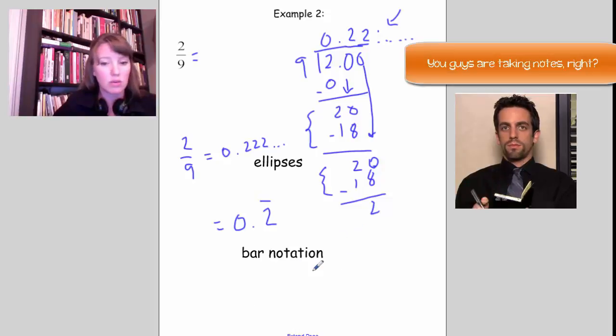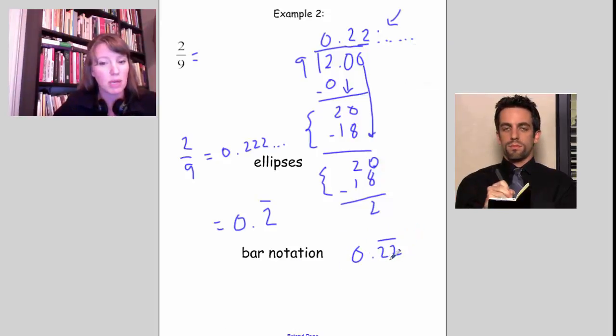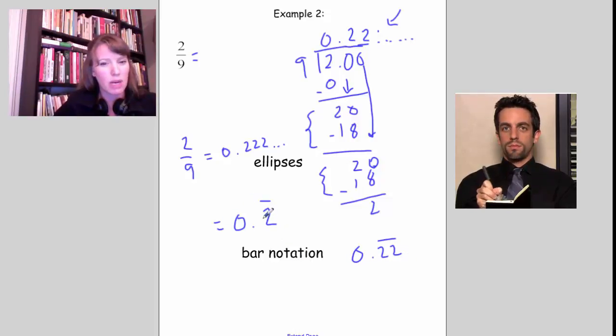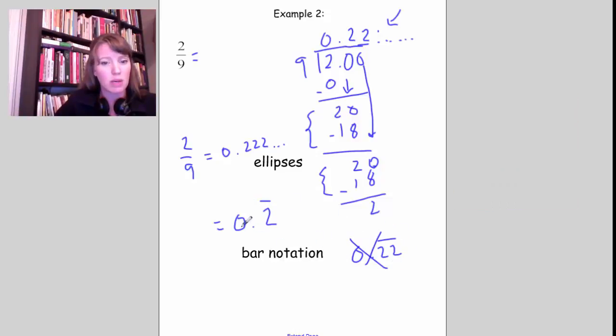You could also have written 0.22 with a bar over, because repeating 22 is the same thing as repeating 2. I prefer to just write however many numbers are repeating with that bar. It's a little shorter to do that. Okay. All right. So two different ways you can write it. I prefer bar notation, and I prefer to only write as many numbers as I need to.